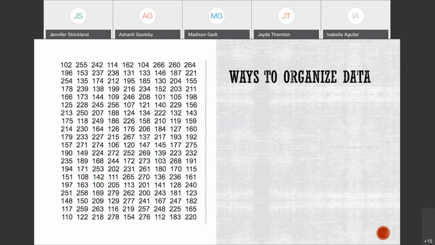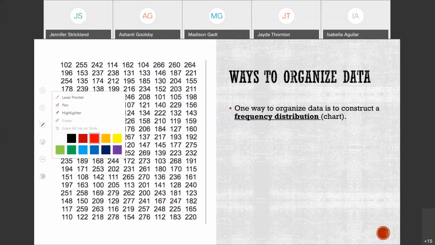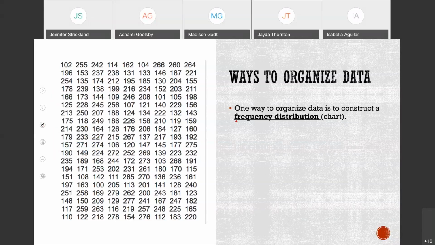So you have to have some ways to organize the data so that you can look at it and then draw those conclusions, or make those predictions. And so that's what we're going to talk about today, how do we organize this data. The way that we're going to work on today is what's called a frequency distribution. So let's write down the word frequency distribution as a way to organize data.